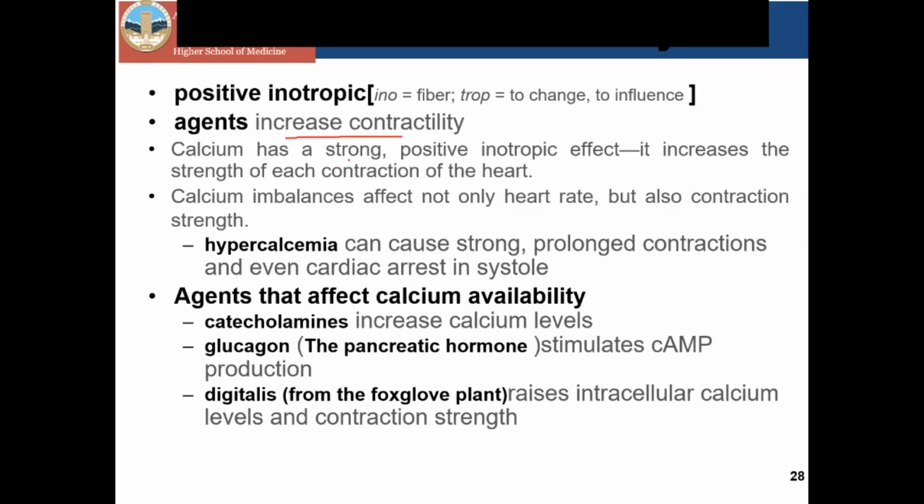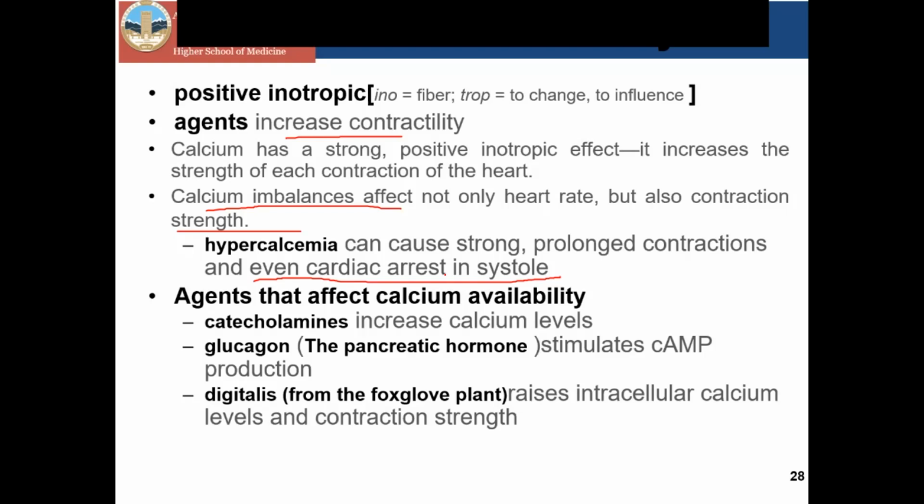And I think this is understandable, because more calcium means more ability to contract, because calcium is needed for contraction in the muscle. But calcium imbalance affects not only the heart rate, but also the contraction strength. And hypercalcemia can cause a strong prolonged contraction. Here you see, we discussed before, even cardiac arrest in systole. And if we have arrest in systole or prolonged contraction, it means no heart beating.